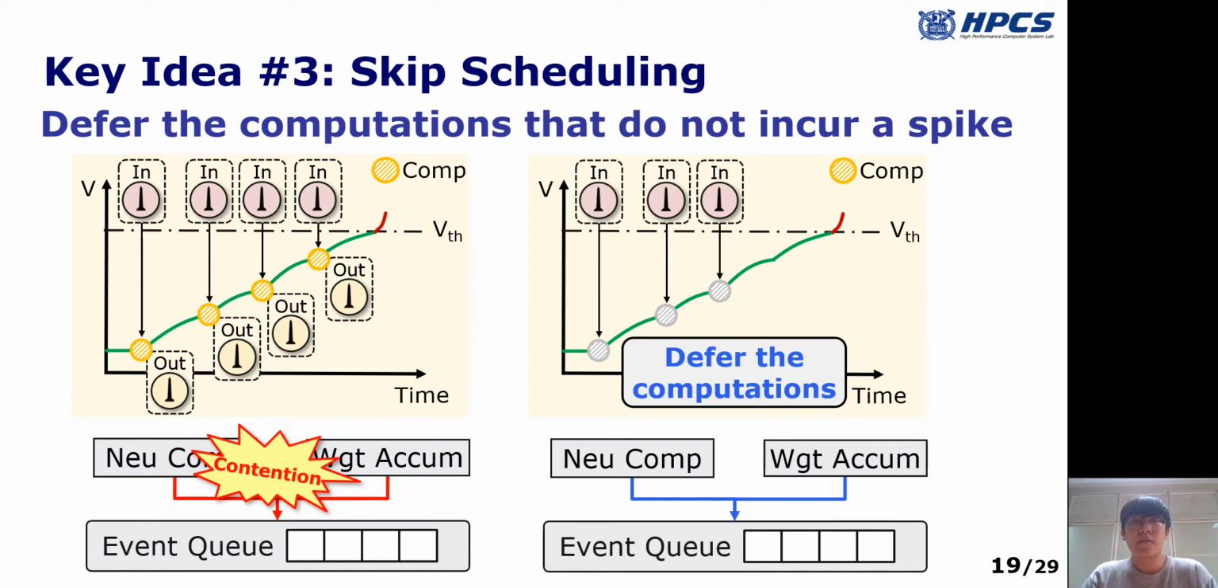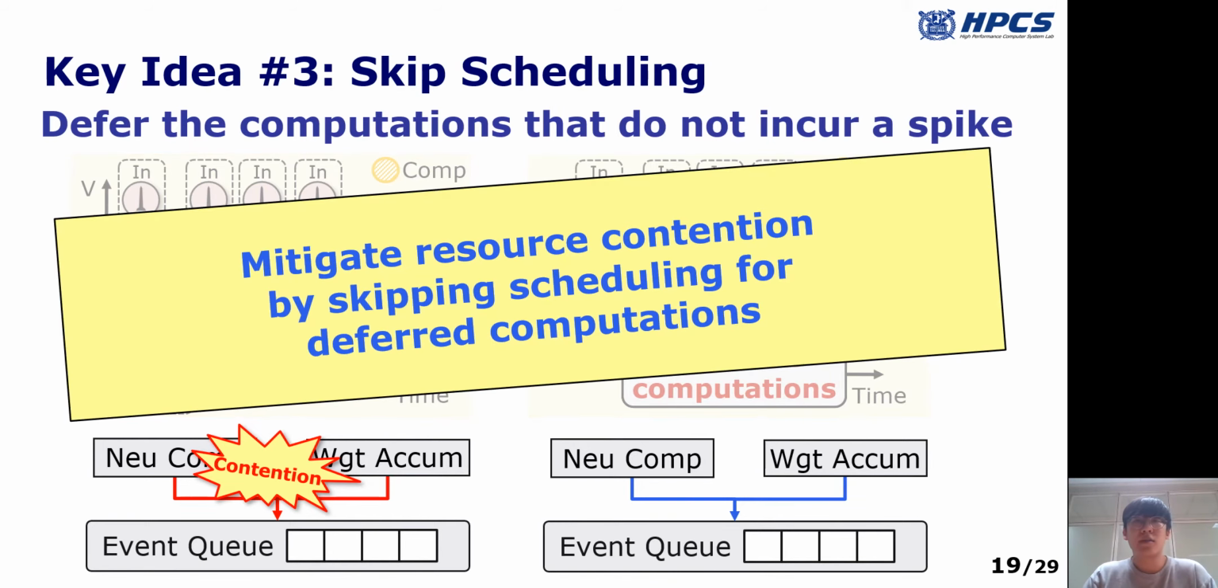The simulator defers the computation until the neuron is expected to fire a spike. After receiving the last in-event, the neuron is expected to fire a spike, and thus the simulator no longer defers the computation, and then it flushes the computation. The event scheduling for the deferred computations can be skipped as they are not expected to fire an output spike. Using the method, we mitigate the resource contention in the event queue.